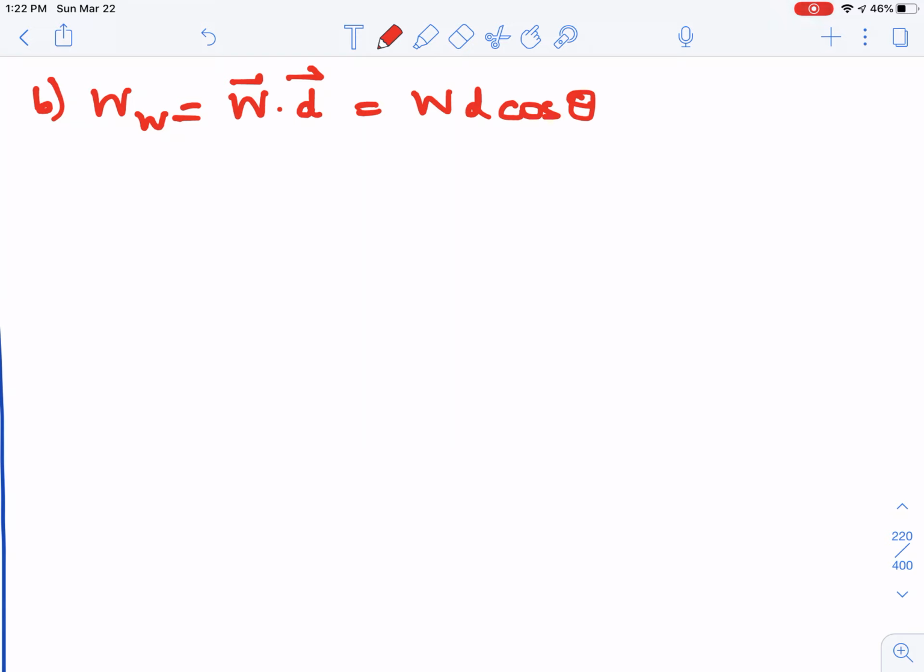Okay, so next we are going to find part B, the work done by the object's weight force. So we know that the weight force work done can be written using the work definition. W is the force, D is the displacement. And once again, this becomes WD cosine of another angle. I keep writing theta, but it doesn't mean it's the same one. We just need to check.